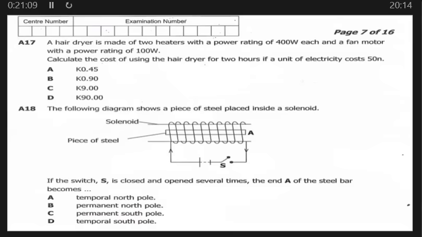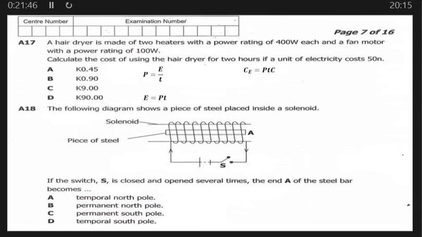All right, so the formula we use is this one: power is equal to electrical energy divided by time. So P is power, E is electrical energy, and T is time. Now we are going to make electrical energy the subject of the formula like this. Once we do it, the cost of electricity should be P times T, which is electrical energy, then times C, which is the cost.